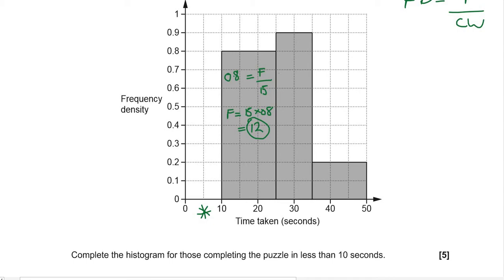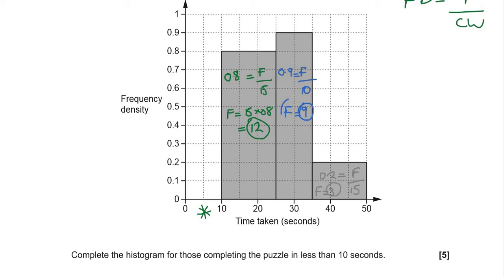Okay, this time 0.9 equals f over the class width, which is 10. So this tells us that f equals 9. That's our second frequency. And finally, 0.2 is the density. The frequency is what we're trying to find out, and the class width is 15. So f equals 3. 15 times 0.2 is 3.